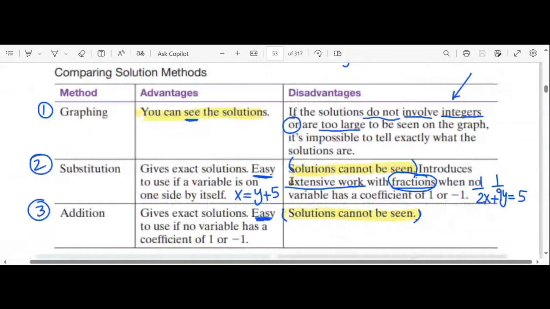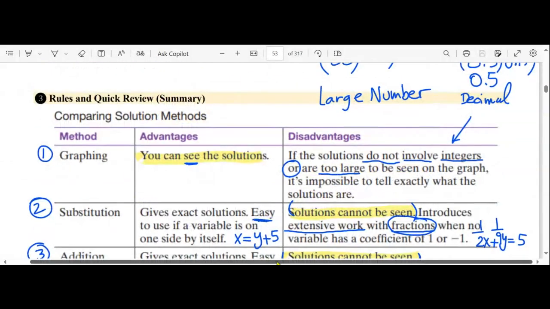Let's take a quick summary for that lesson. This is just a summary. Comparing solution methods. Method 1, by graphing. We have advantages and disadvantages. The advantage is that you can see the solution. The disadvantage: if the solution does not involve integers or is too large to be seen on the graph, it's impossible to tell exactly what the solution is.